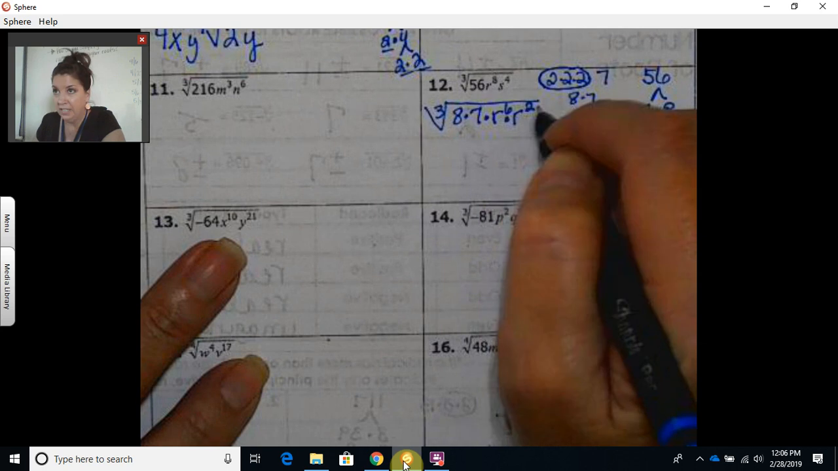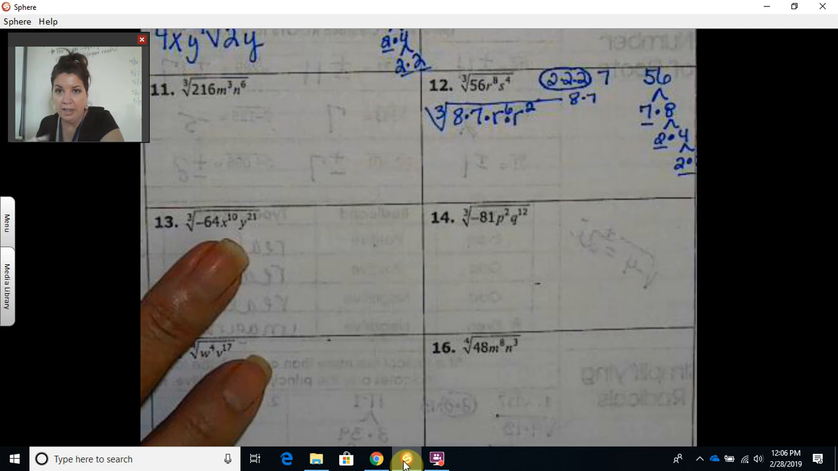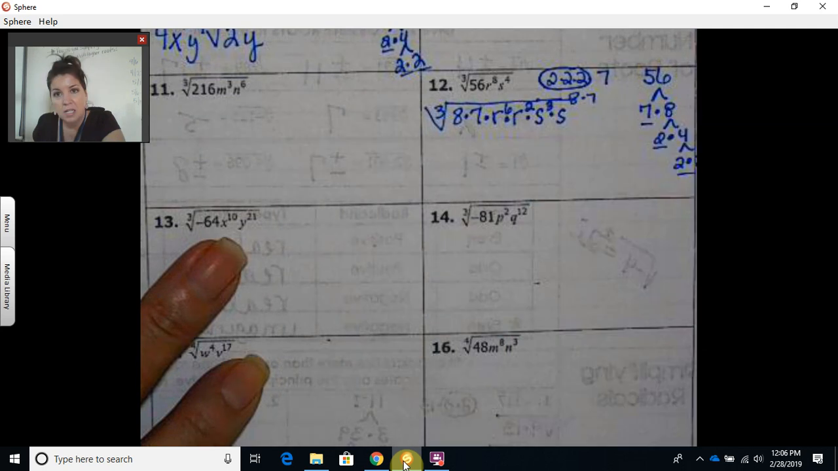Okay. Is s to the 4th a perfect cube? Does it have any perfect cube factors? Yeah. What's the lowest number less than 4 that I could divide by 3 evenly? 3, right? So I could replace s to the 4th with s cubed times what? S. So you can see I have some perfect cubes and some not perfect cubes. So since everything's not a perfect cube, I'm going to have a radical in my answer.